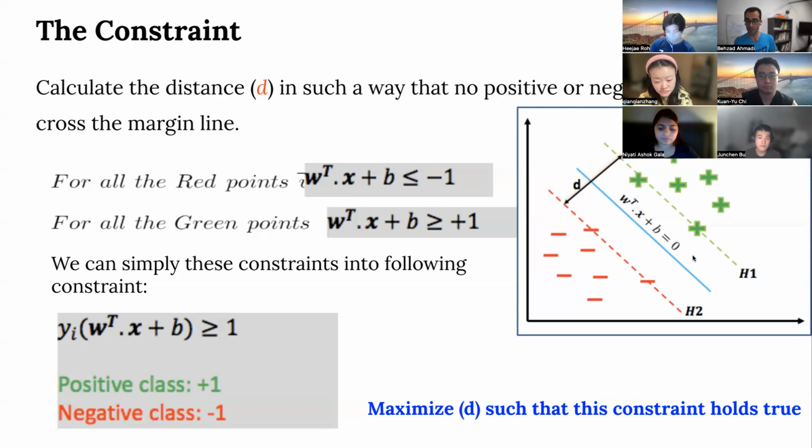So actually, you are even penalizing if you get a green point here. You see that? Even though getting the green point here is good, you are still penalizing it because it's within your margin. So you are interested in having all the green points above the dotted green line, and you are interested in getting all the negative points below the dotted green lines there. And you are going to actually emphasize that this is your constraint. So you're basically maximizing such that this constraint holds true.